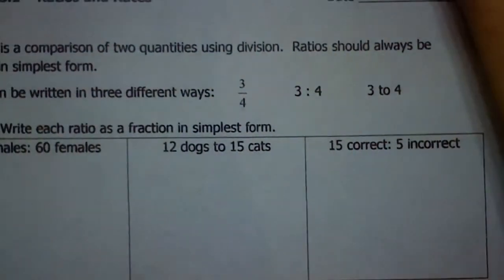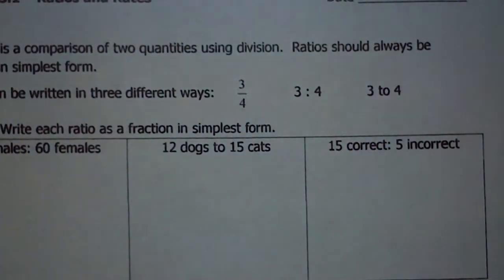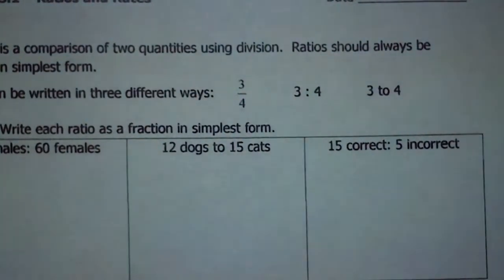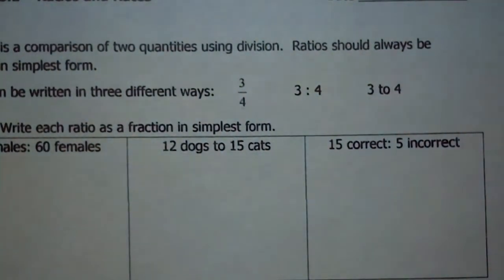Ratios should always be written in simplest form. So for example, instead of saying a ratio of 6 to 8, you would simplify that to 3 to 4. So let's try simplifying a few different ratios.